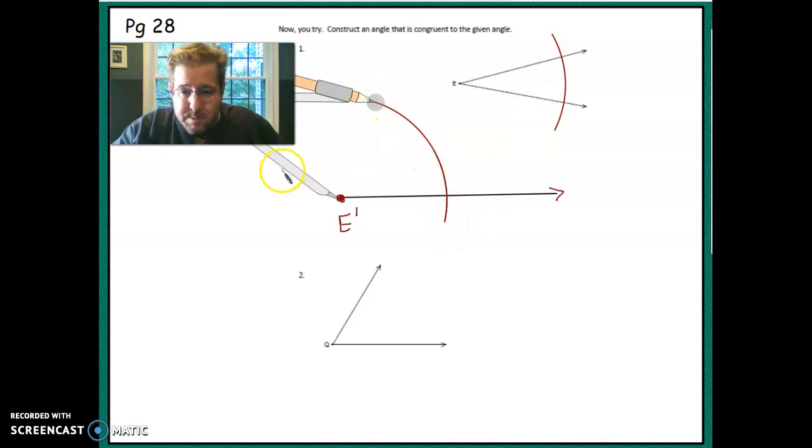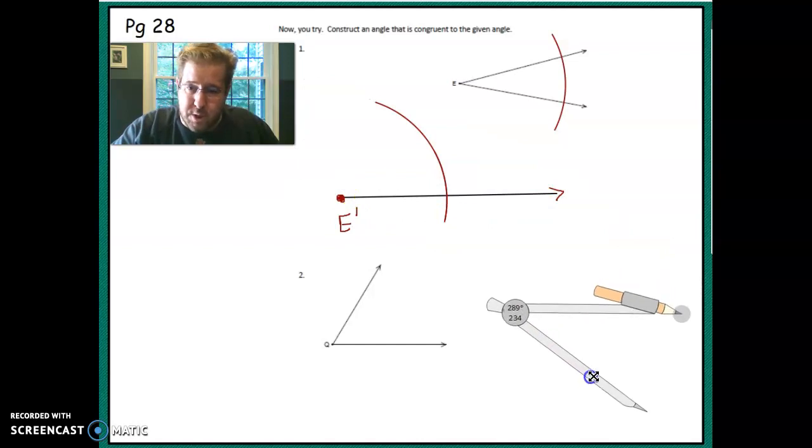It always helps to make it longer than the original when you're making the copy because you don't want to have to go back and redo it. So always give yourself more of an arc than you had originally. The whole point is we need this arc right here. We need to know where this point of intersection is.